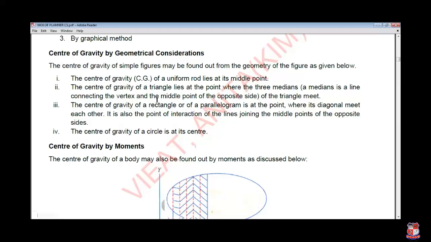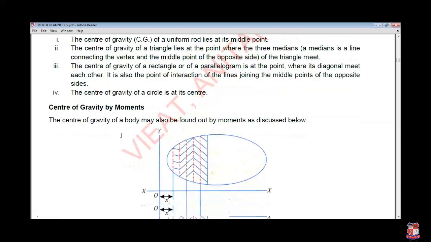The center of gravity of a triangle lies at the point where the three medians, connecting each vertex and the middle point of the opposite side, meet. The center of gravity of a rectangle or parallelogram is at the point where the diagonals meet each other, which is also the point of intersection of the lines joining the middle points of opposite sides. The center of gravity of a circle is at its center. These are generally geometric considerations.